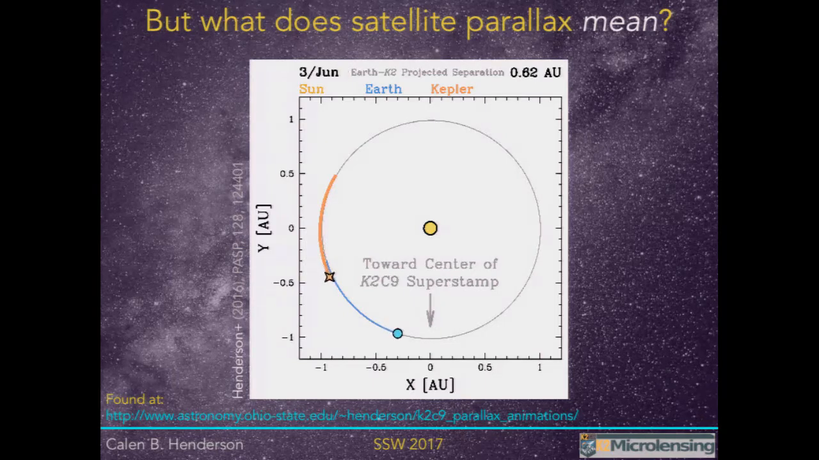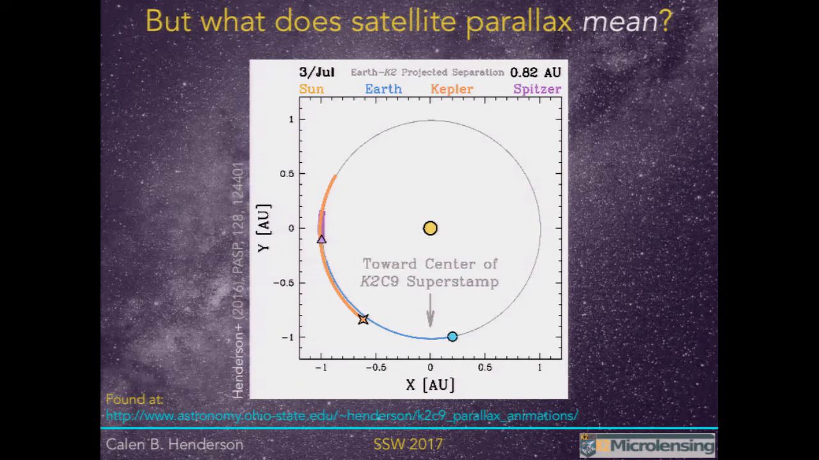And in the top right, I'm showing the projected separation from the center of the survey area. So if you're looking at the solar system from the Galactic Bulge, what is the separation on the plane of the sky from your perspective of these two observatories? This is one of the channels that Jen discussed. And so you could see how that evolved.